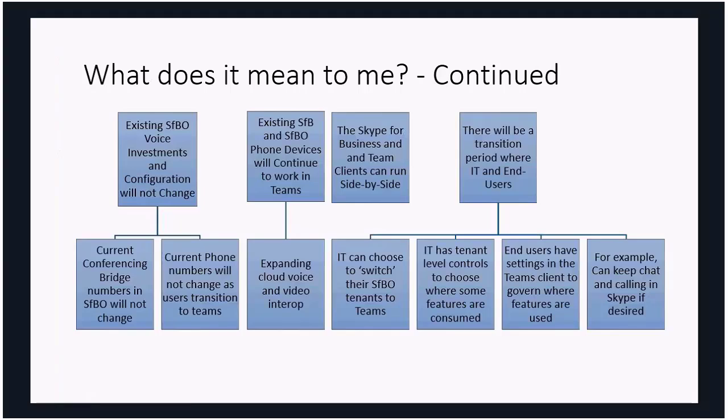Again, tying this back into what this all means to me. Once again, it will be status quo for existing on-prem enterprise customers. Nothing's going to change in the near future for the workloads they've deployed. So your conference bridging, your current phone numbers, none of that's going to change. So no need to worry there.